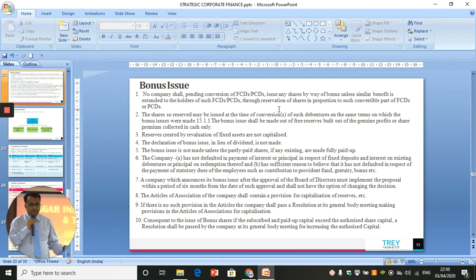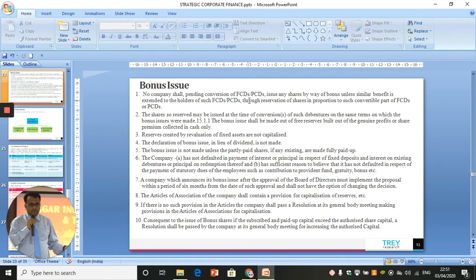Now, no company shall, pending conversion of FCDs, fully convertible debentures, and PCDs, partly convertible debentures, issue any share by way of bonus unless similar benefit is extended to the holders of such FCDs, PCDs through reservation of shares in proportion to such convertible part of convertible debentures. These are all convertible debentures. So, if any convertible debentures are remaining, then no company shall, pending conversion of convertible debentures, issue any shares by way of bonus unless similar benefit is extended to the holders of these.